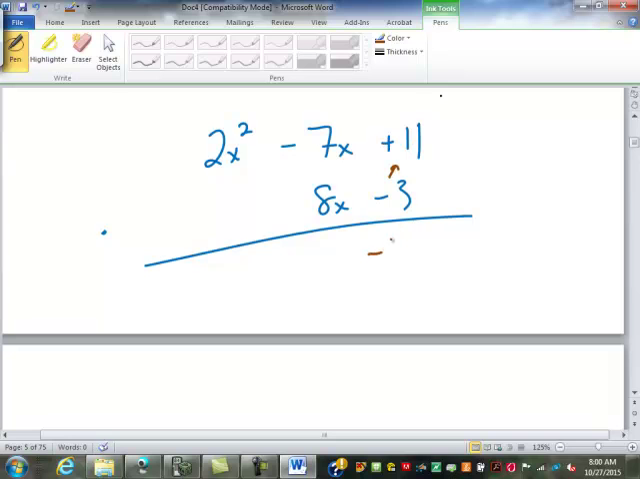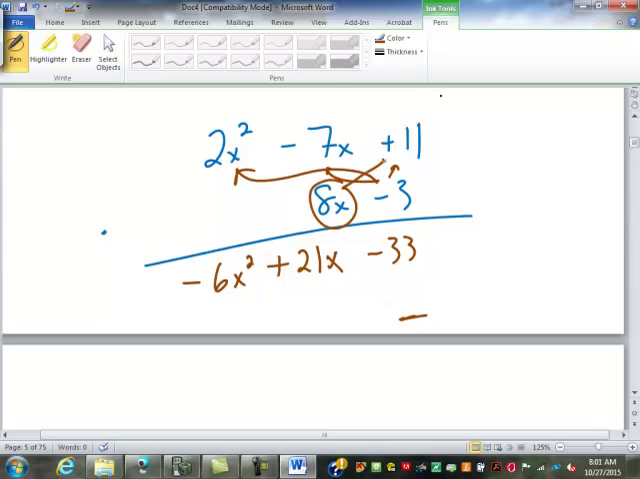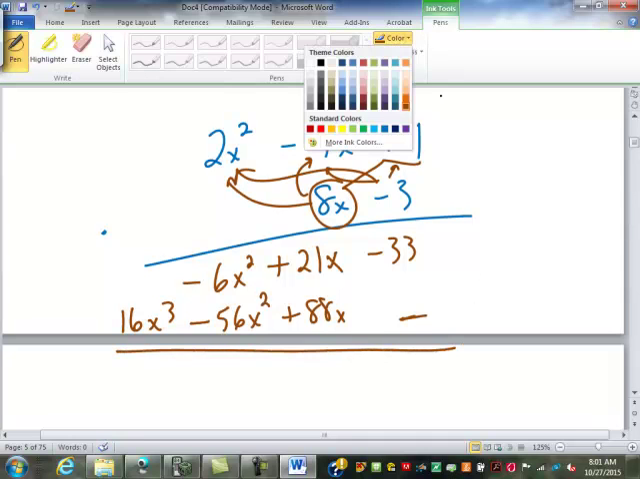Negative 3 times 11, negative 33. Negative 3 times negative 7x is positive 21x. Negative 3 times 2x squared, negative 6x squared. Now again, we'll usually leave the blank spot here. 8x times 11, positive 88x. Make sure that's under the other x. 8x times negative 7x, negative 56x squared. And 8x times 2x squared, 16x to the third. Very good.